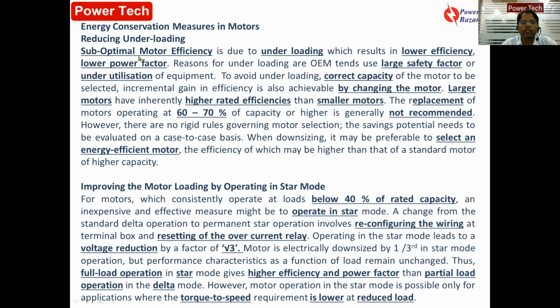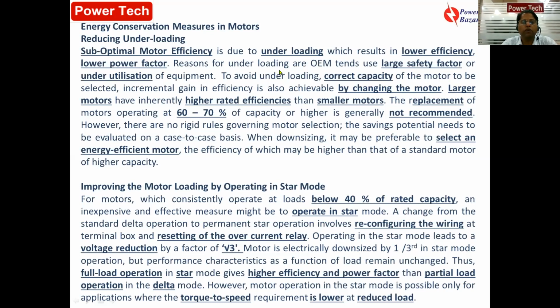First option is to reduce underloading. As you know, any suboptimal motor efficiency is due to underloading. That means if the motor operates in underloaded conditions, then its efficiency will not be good. It will not be optimal. It will not operate at highest efficiency. So efficiency will be suboptimal. Therefore, to increase efficiency, we need to increase power factor. We need to operate the motor at its optimal load.